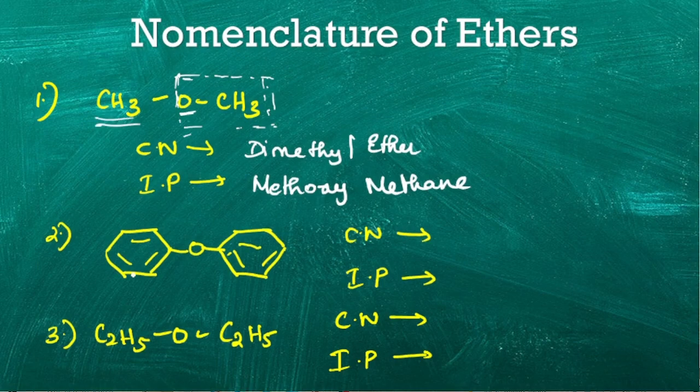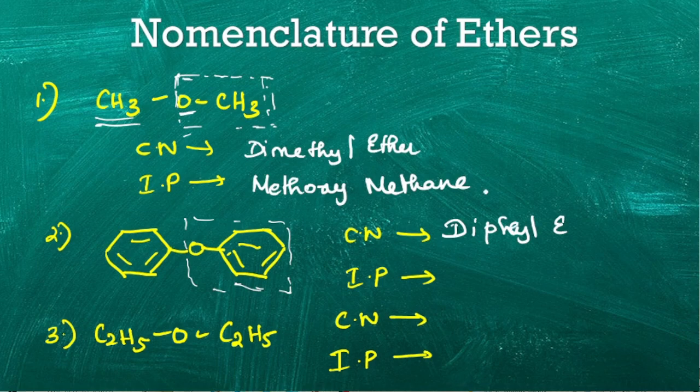First, with the oxygen you have to take. These are symmetrical. If you can't understand, then you can see that if it's not symmetrical, those types of compounds are also given. There you can understand clearly. See, this is diphenyl ether because two phenyls are attached. So the common name is diphenyl ether.